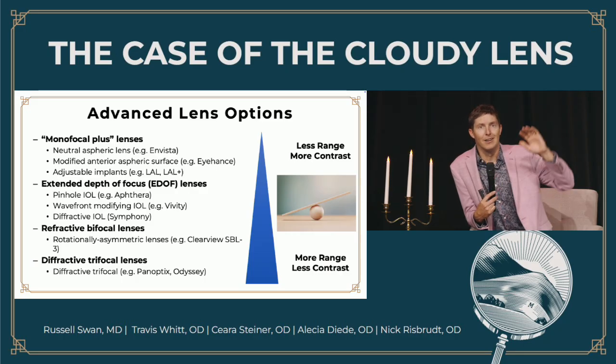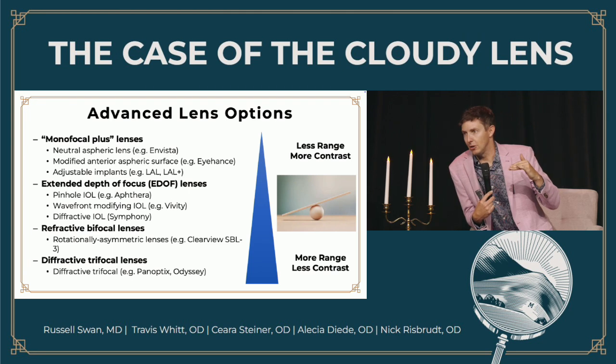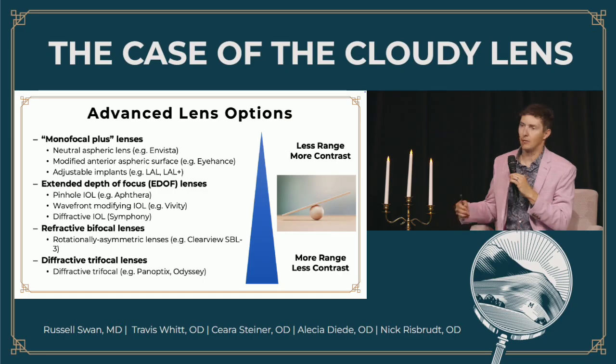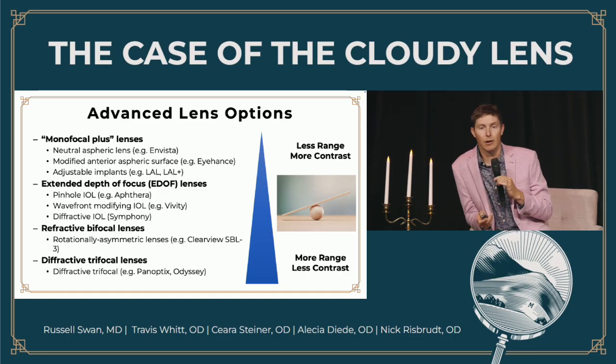And again, you can see you go from less range at the top with a higher degree of contrast because you're not splitting light, to more range of vision but a little loss in contrast sensitivity. That's why, again, we want to make sure these patients don't have higher order aberrations, retinal pathology, or optic nerve pathology that would interfere with that as well.